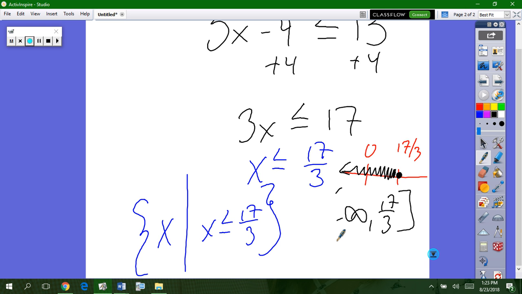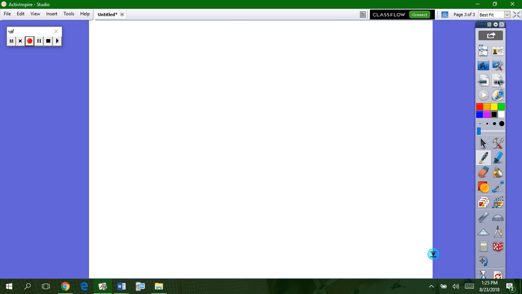Okay. This is interval, set builder, interval, set builder, graph. Any questions on that? Okay. Now, I lost my notes today. We'll get to our rules.